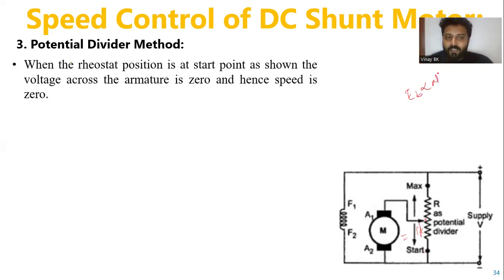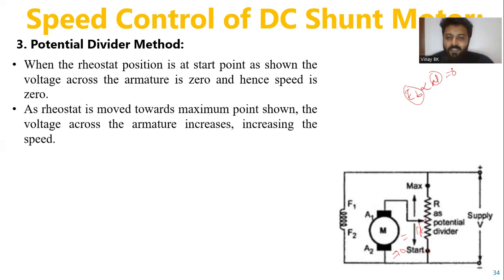That is why, when the rheostat position is at start, meaning minimum, the resistance is 0. Therefore, the voltage across the armature is also 0 at start. If the voltage across the armature is 0, since Eb is directly proportional to N, the speed is also 0. That's it.